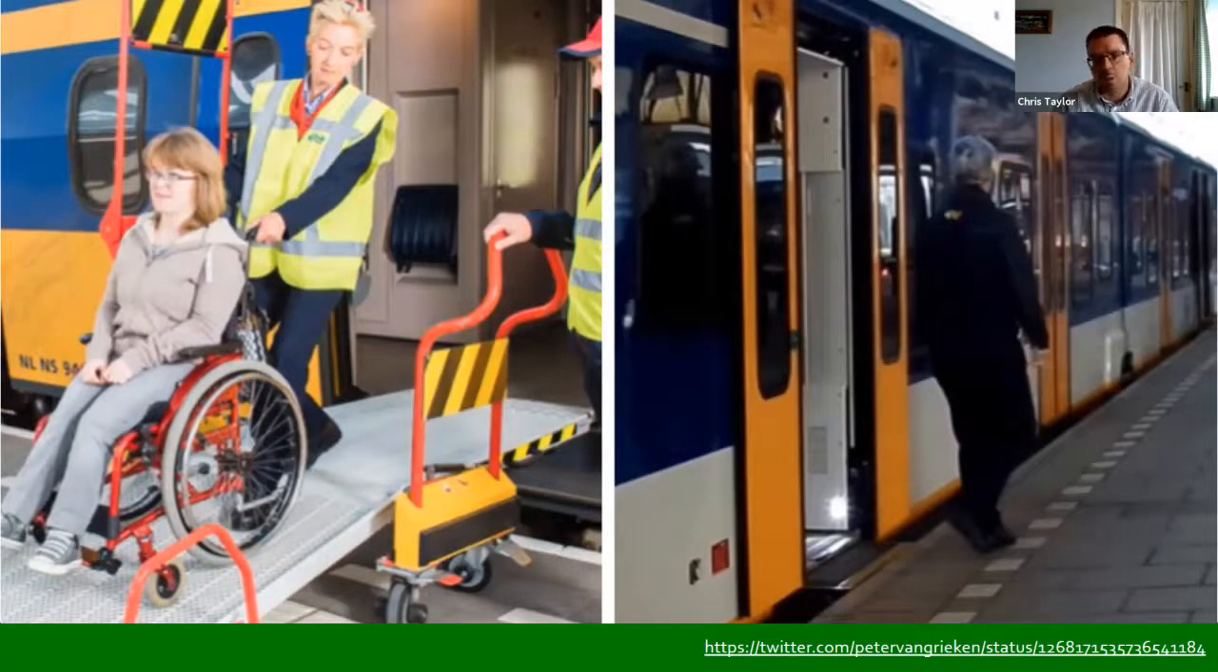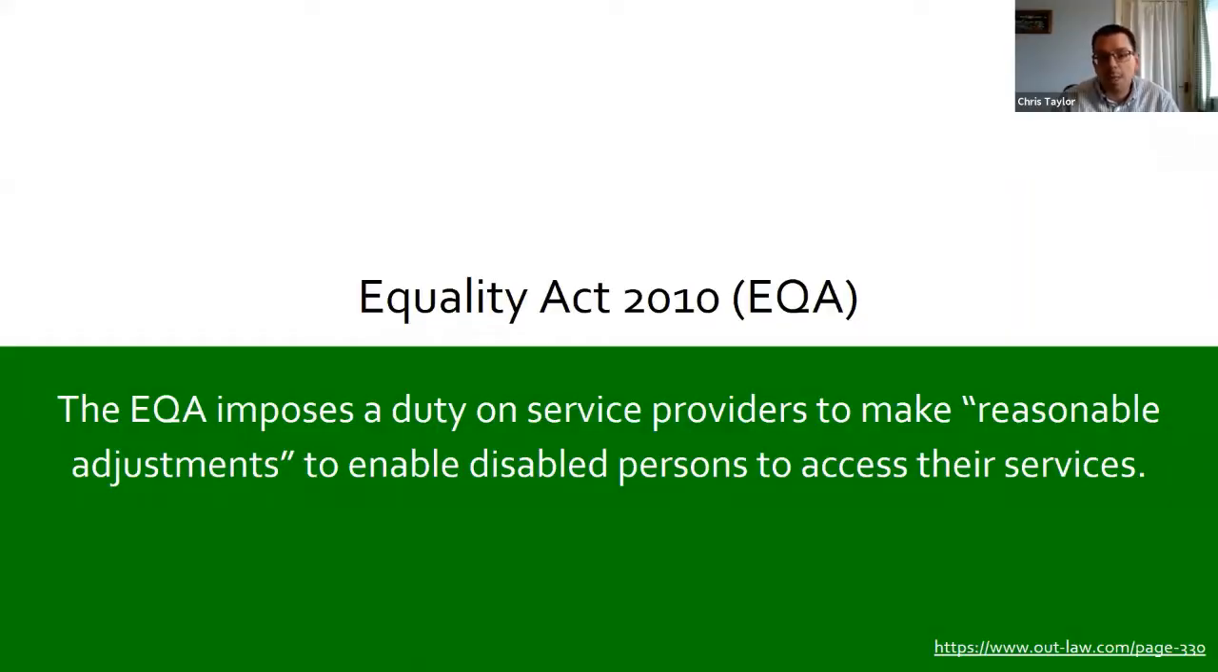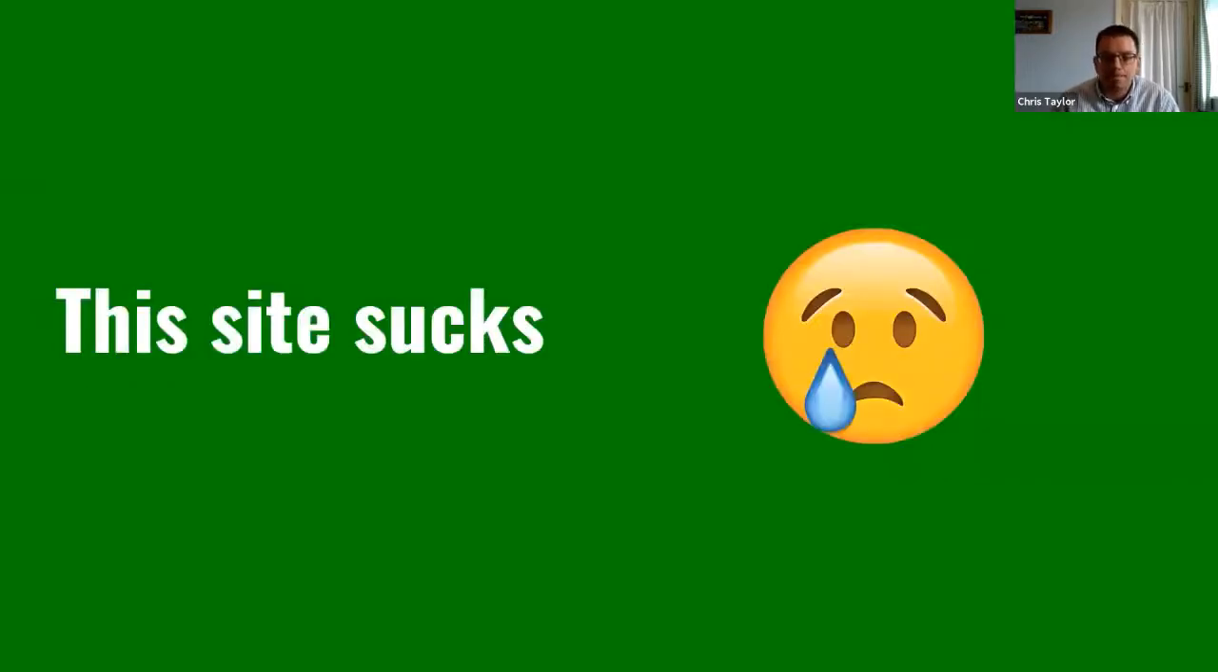And the other reason to address accessibility, of course, is the law. The Equality Act 2010 in the UK gives clear guidance to service providers, which includes businesses with a website or app, to make reasonable adjustments for disabled persons. Now, what happens if we fail to provide an accessible experience for users? Well, you guessed it, they think the site sucks.